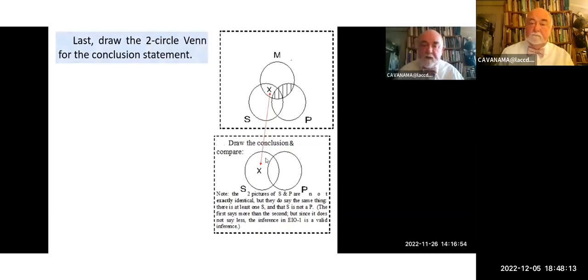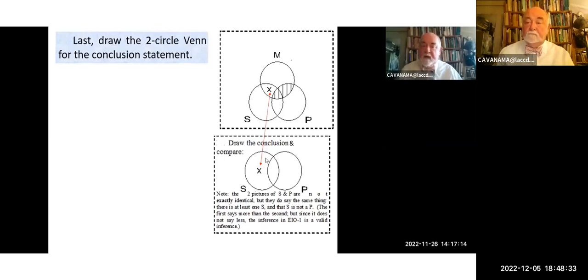Go back to our conclusion. It says some S are not P. Okay. So what I want to do is put an X in the S circle because it is an S, but not in the overlap between S and P, because this particular S, and that's what "some" means, there's at least one, is not also a P. It's only an S. That's the only place.